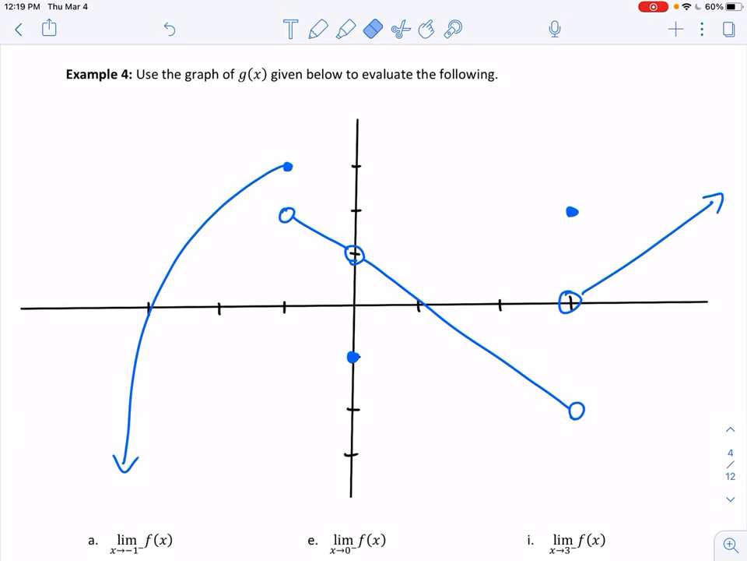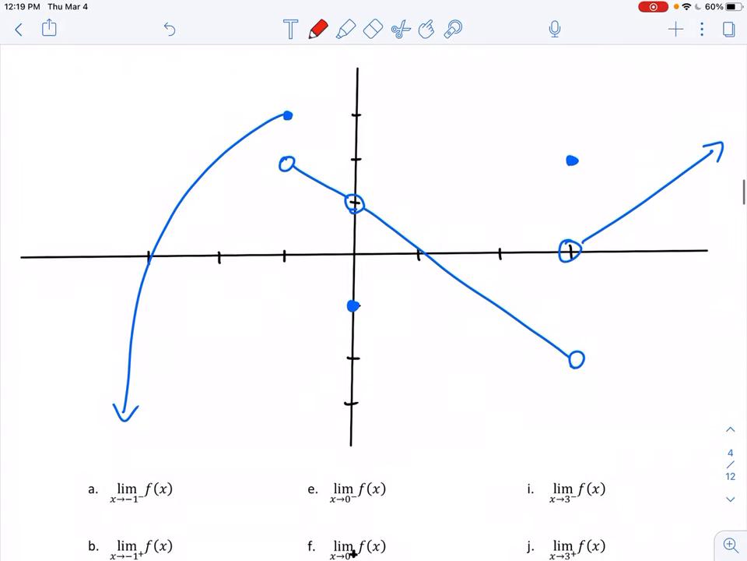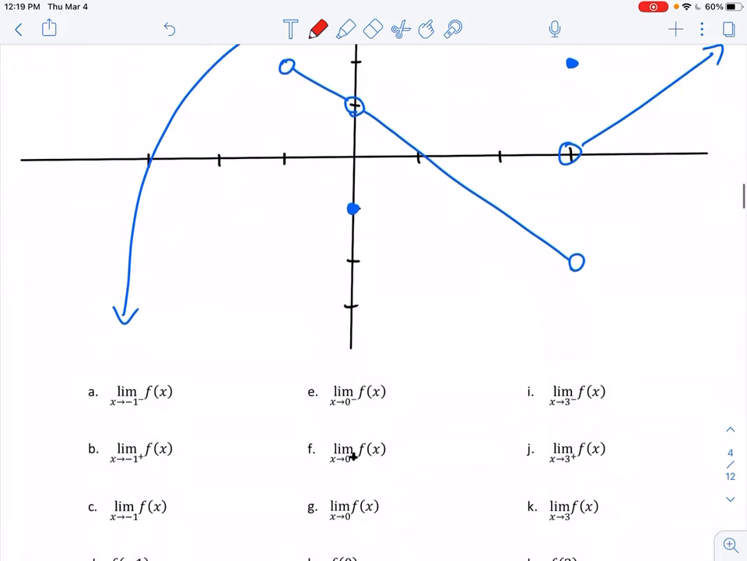We are going to continue our practice with one-sided limits. We're going to look at this graph right here. I've picked out three different x values: x equals -1, x equals 0, and x equals 3. And for each of these x values, I'm going to ask the same four questions.